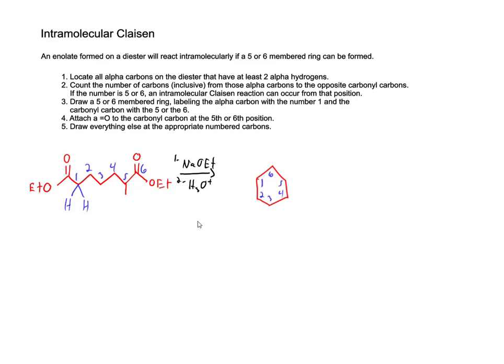So now we're going to attach the double bond O to the carbonyl carbon at that 6th position. So we know we have this right here. And then we're going to draw everything else at the appropriate numbered carbons. So what did we have at carbon number 1? Well, if you look over here at carbon number 1, we had the rest of the ester. So we're going to draw in the rest of the ester now.